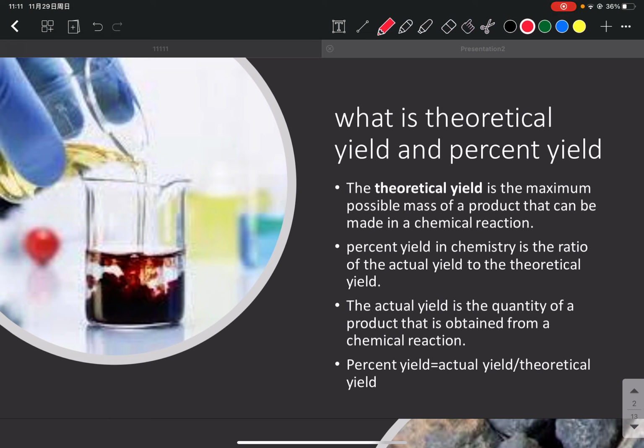The theoretical yield is the maximum possible mass of a product that can be made in a chemical reaction. Percent yield in chemistry is the ratio of the actual yield to the theoretical yield. The actual yield is the quantity of the product that is obtained from a chemical reaction. So here is the formula for how to calculate percent yield, which is actual yield divided by theoretical yield.